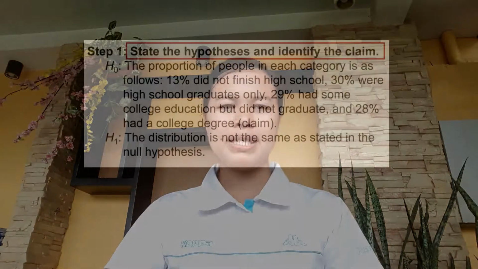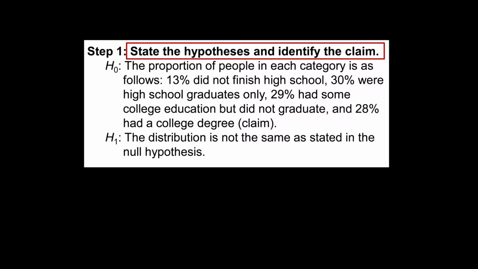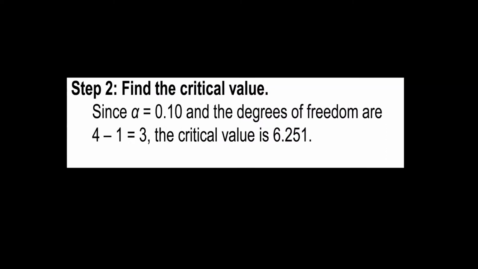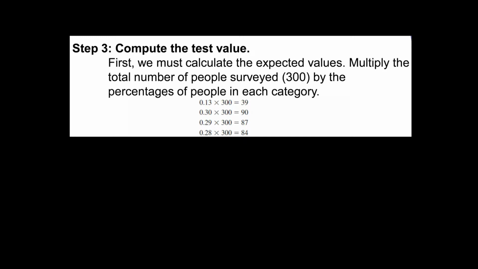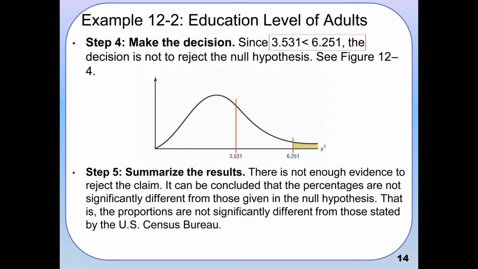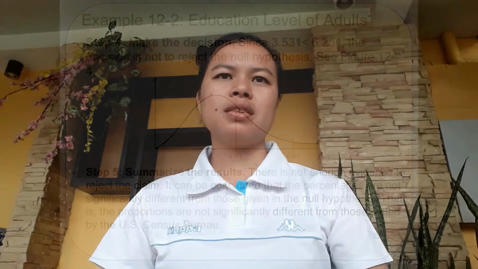First step is state the hypothesis and identify the claim. Step 2 is find the critical value. Step 3 is compute the test value. Step 4 is make the decision. And step 5 is summarize the results. Step 1, state the hypothesis and identify the claim.